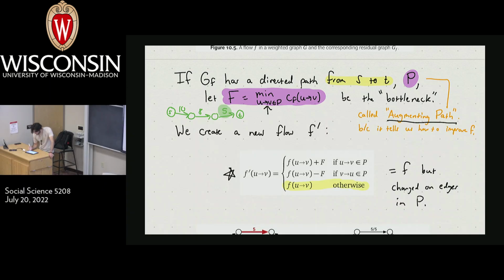Now again, the second case is a little weird, like this reverse edge thing. That's mostly there for when you have stuff like this, because you could actually have a path from T to S. And what that represents is you're removing flow down that path. So if this is in the residual graph, then in the actual graph, this is saying remove flow from this path.